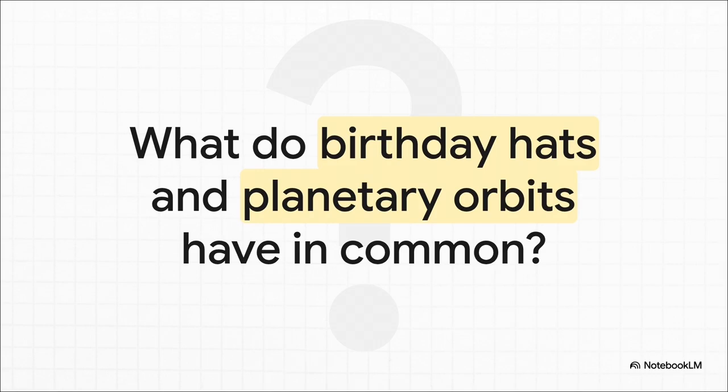Which brings us to a pretty wild question, right? How can a simple party hat and the path a planet takes through space have anything in common? It seems impossible, but the answer is all in the geometry.